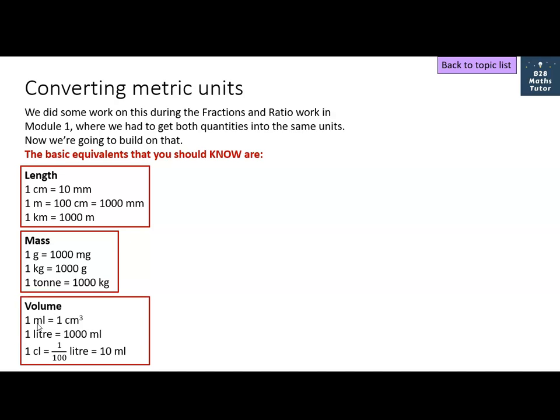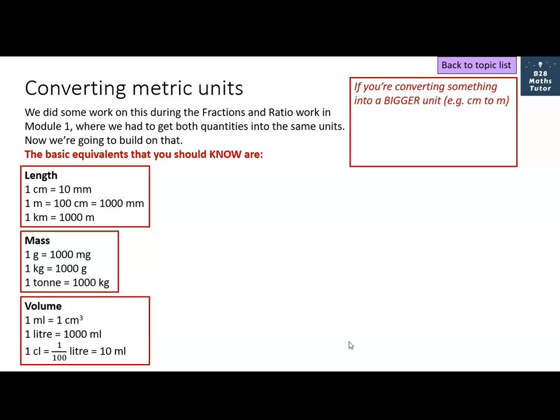Volume, 1 millilitre is the same amount as 1 cubic centimetre, 1 centimetre cubed. 1 litre is 1,000 millilitres, so of course that's 1,000 centimetres cubed as well. 1 centilitre, you sometimes see this on bottles, particularly bottles of wine. So cent again is a hundredth, so a centilitre is a hundredth of a litre, so that means it must be 10 millilitres.